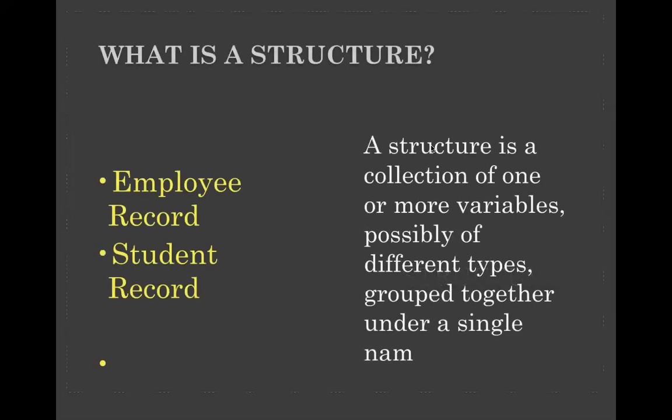Hi, in this video, we are going to discuss structures in C. As we all know, arrays are collections of elements of the same data type, correct? Whereas structures are collections of one or more variables which can be of different data types. Let us take an example, employee record.